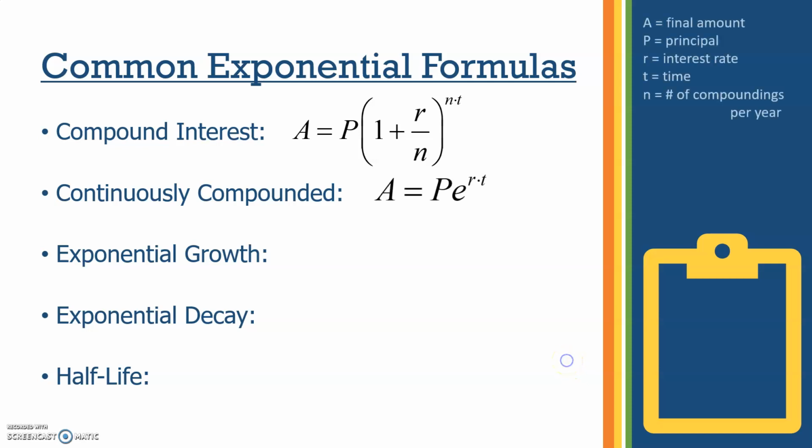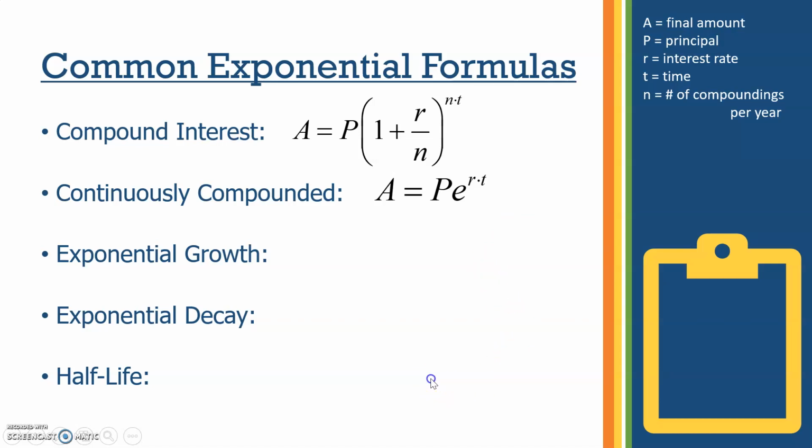With both of those, the capital A is the final amount. The capital P, or the coefficient, is the principal, which is the initial amount that you start with. The R is the interest rate. T is time. And N in this formula means the number of times that interest was compounded per year.